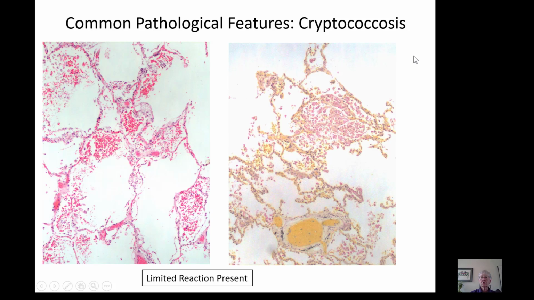Here's cryptococcosis, and in this case, the inflammatory reaction is really quite limited. You can see that there's perhaps a little collection of macrophages here, and when you stain this collection of macrophages with mucicarmine, you find Cryptococcus organisms.